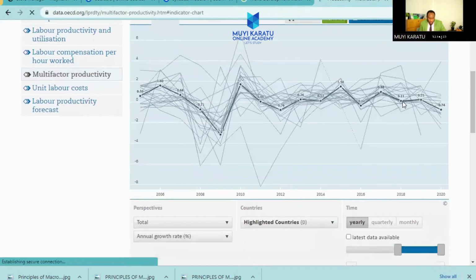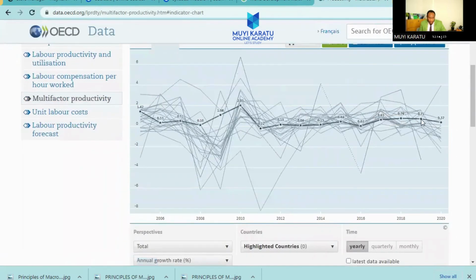Now, let me look for United States. This is United Kingdom, and this is United States. This is 0.37. This is the multi-factor productivity growth of United States. You take 0.37 plus 2.6, and you have 2.97. But remember, we're taking 2018 data in the Google public data.